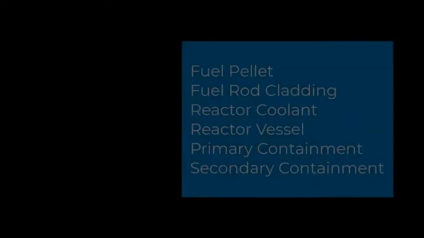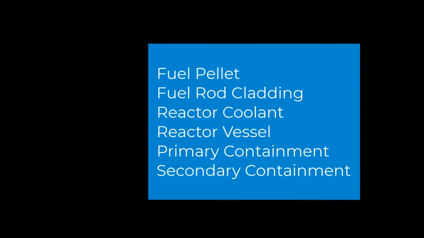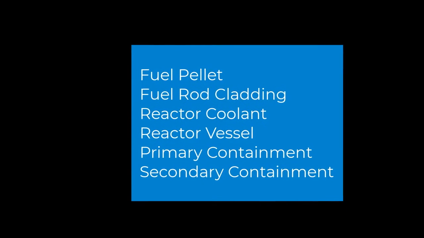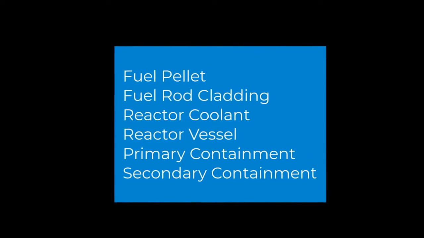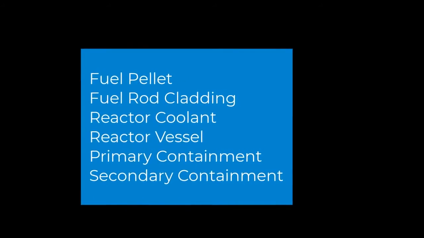All right, I've talked a lot about fuel pellet, fuel rod cladding, a little bit about the reactor coolant and the reactor vessel. I'm going to cut off about 5 minutes of my babbling. Just know that the last two are primary containment and secondary containment. You're welcome. What I would know is read through your notes, read through your text, and pay attention to how each one of those barriers prevents release of fission products.